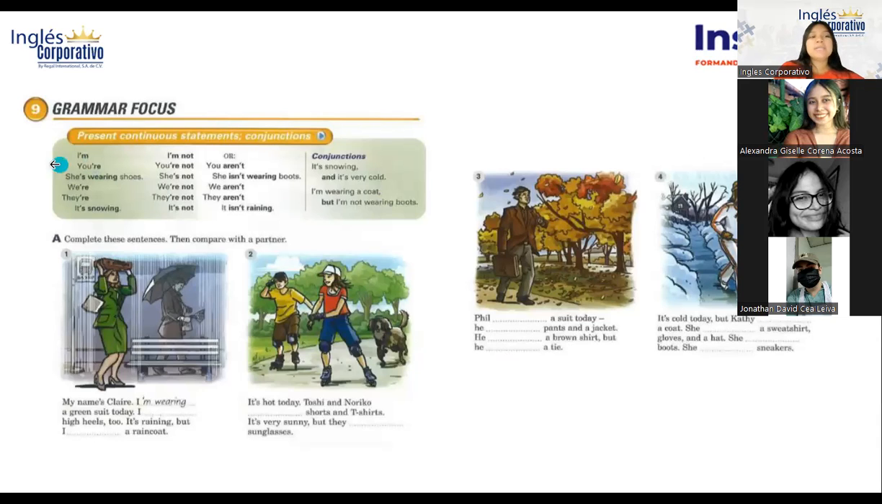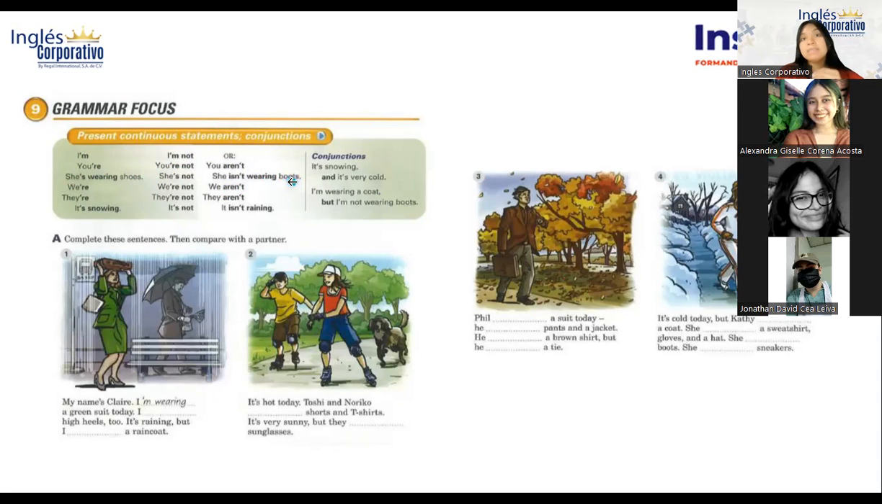So as you can see right here, we have I'm not, yes? You're not, the contractions, yes? Las contracciones. You aren't. When it's negative, we can say you aren't. Then we have an example. She is wearing shoes. She's wearing shoes. She's not wearing boots, or she isn't wearing boots.